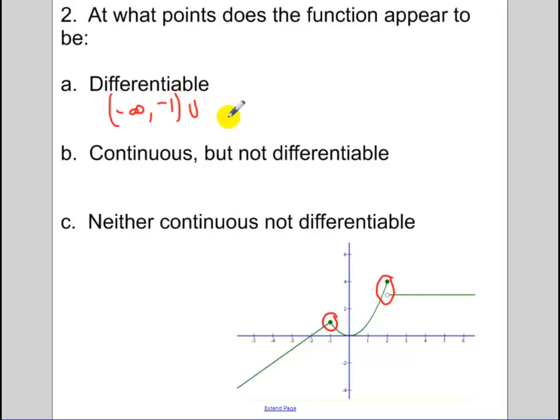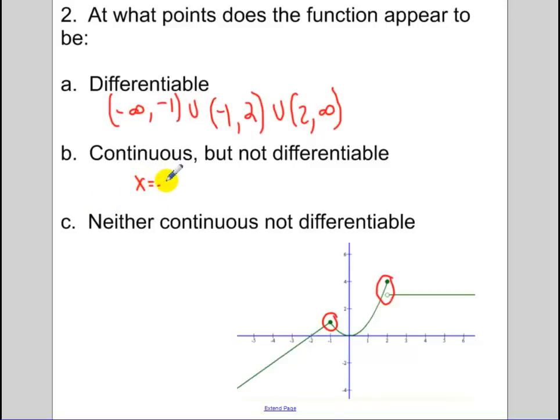So from -infinity to -1. Also, I am differentiable from -1 to 2. Notice how I'm using interval notation, not inclusive, since 2 is a point of discontinuity, and then in union with 2 to infinity.